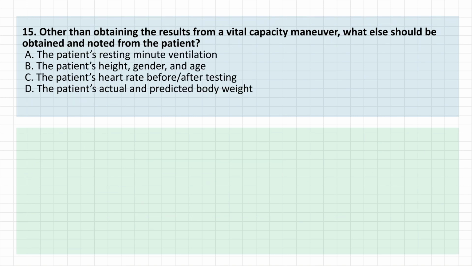15. Other than obtaining the results from a vital capacity maneuver, what else should be obtained and noted from the patient? A. The patient's resting minute ventilation. B. The patient's height, gender, and age. C. The patient's heart rate before and after testing. D. The patient's actual and predicted body weight. The correct answer is B.